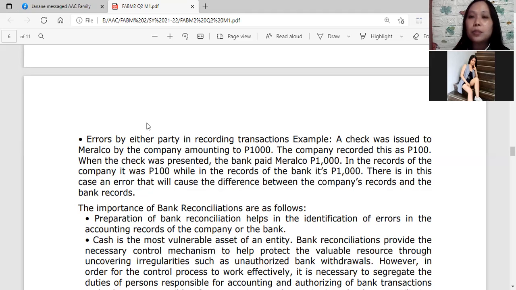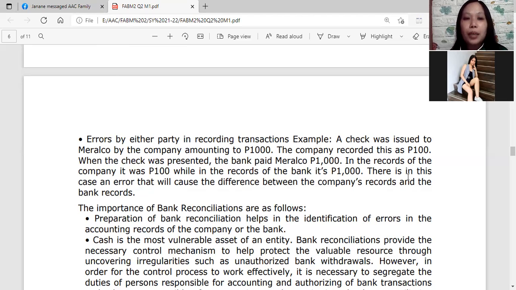Other problems or other reasons why sayop or dili sila parehas og balance could be the interest coming from the bank, or it could also be the deductions, like if there could be charges that are given to the company nga wala na record sa company. So naa dito sa bank statement pero wala sa company.